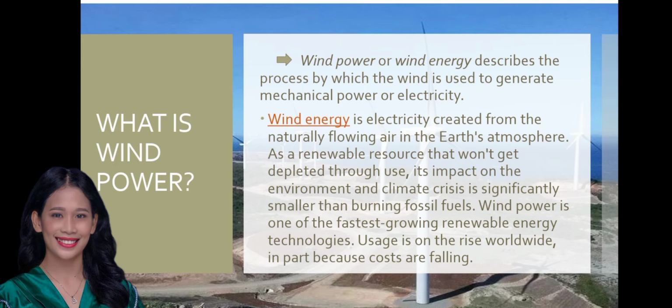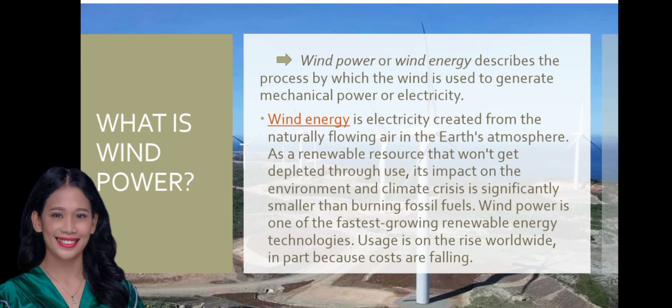What is wind power? Wind power or wind energy describes the process by which the wind is used to generate mechanical power or electricity. Wind power is a form of energy conversion in which turbines, which will be tackled later on, convert the kinetic energy of wind into mechanical or electrical energy that can be used for power. Wind power is considered a renewable energy source. Historically, wind power in the form of windmills has been used for centuries for such tasks as grinding grain or pumping water. So keep in mind that the main goal of wind energy is to create sustainable forms of energy.